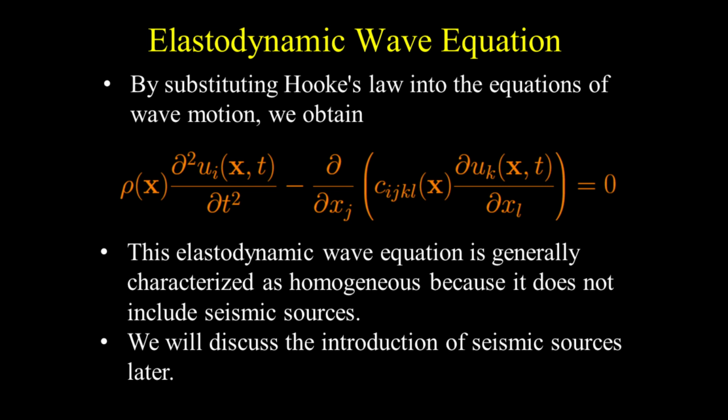Note that this wave equation has three terms. The first term describes the mass density multiplied by acceleration. The second term describes the gradients of stresses, in other words, forces. And the third term is zero. This elastodynamic wave equation is generally characterized as homogeneous because it does not include seismic sources. We will discuss the introduction of seismic sources later.